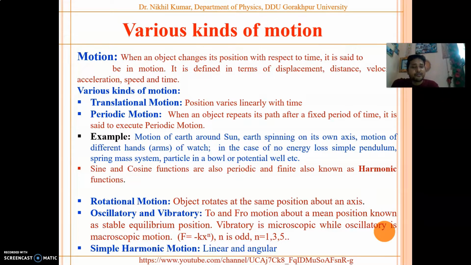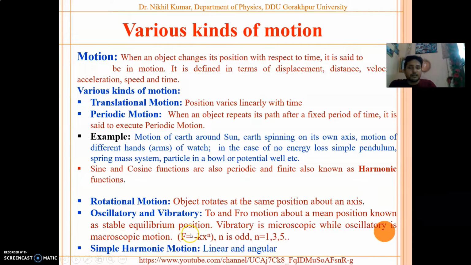The vibratory motion is microscopic, while oscillatory is macroscopic motion. So, for example, vibrations of atoms in a solid is a vibratory motion, and it is microscopic, that we can't visualize by our own eyes. While oscillation of a simple pendulum is an oscillatory motion or macroscopic motion, and one can visualize it by one's own eyes. So this is the major difference between these two, although the behavior is similar.